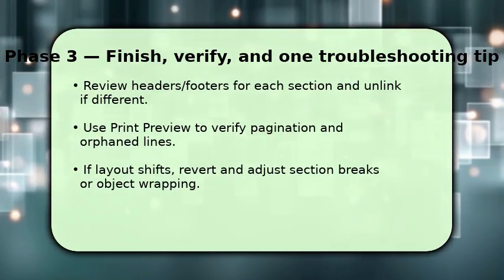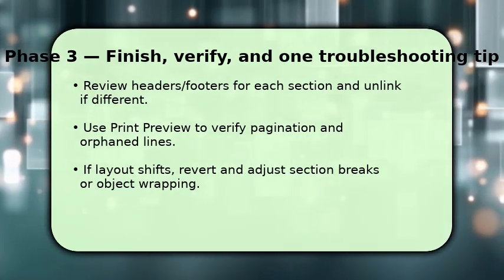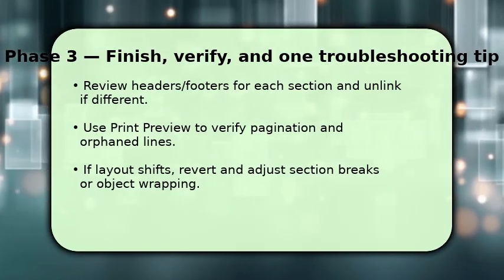If something moved unexpectedly, undo, then tweak section breaks or change object wrapping to square or tight as needed. That usually fixes flow issues.